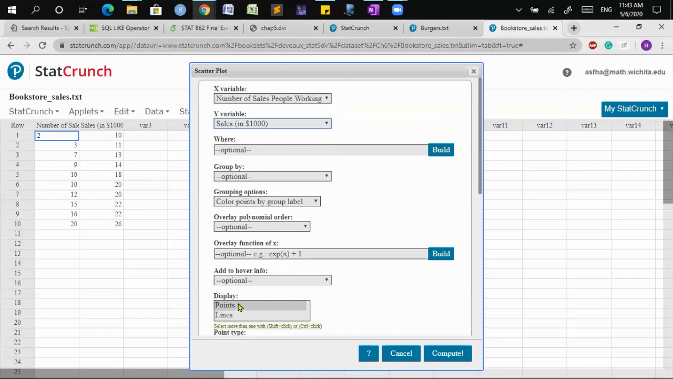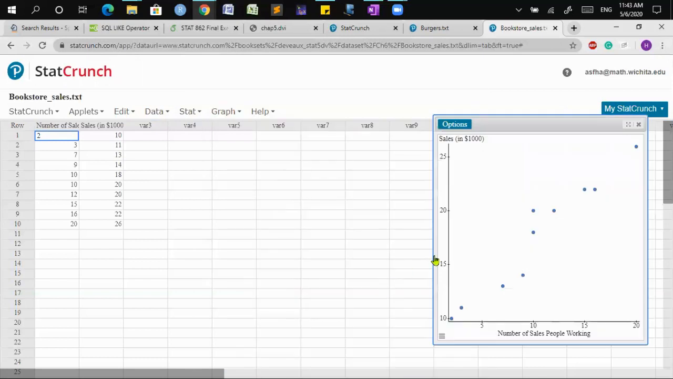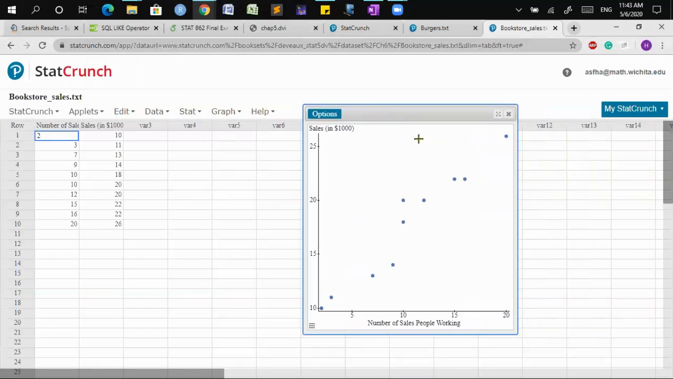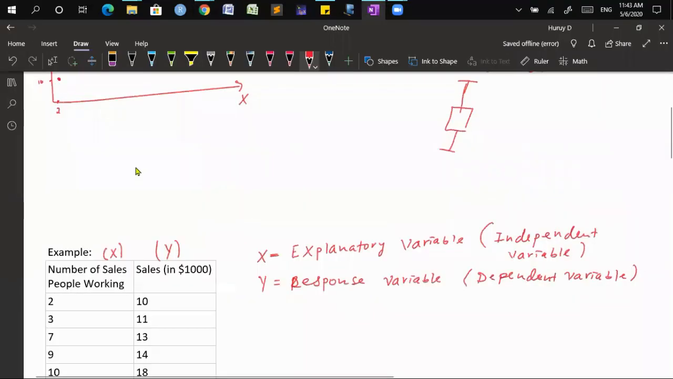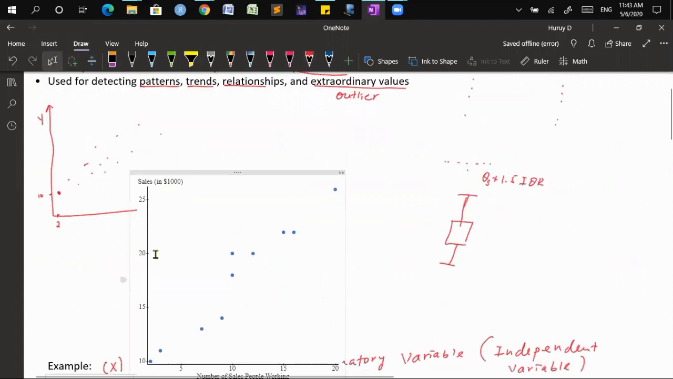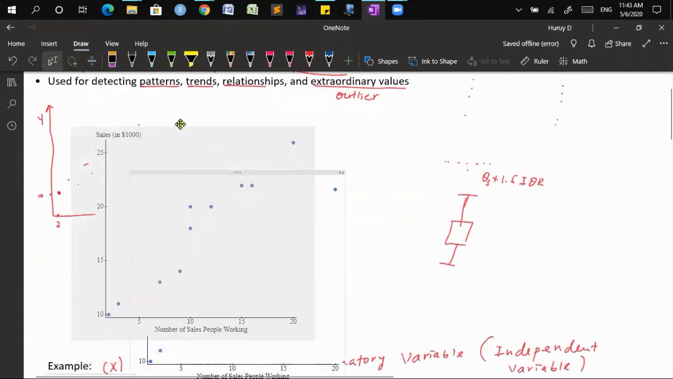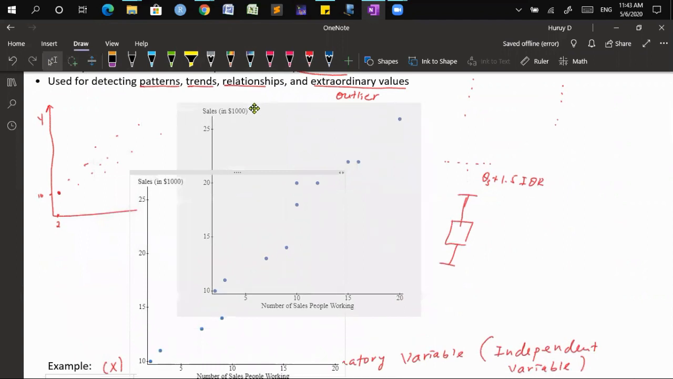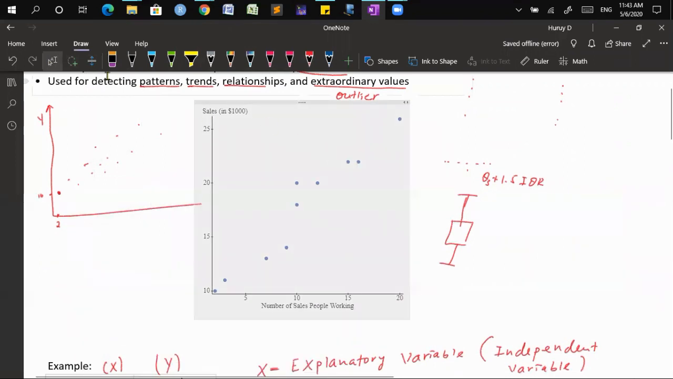So here, by default, you don't have to choose this one because it's already selected. But this is by default points, and obviously it has to be points. And here we have, let me copy this one. I'm going to put it here. Okay. So here I have the scatter plot for this data.